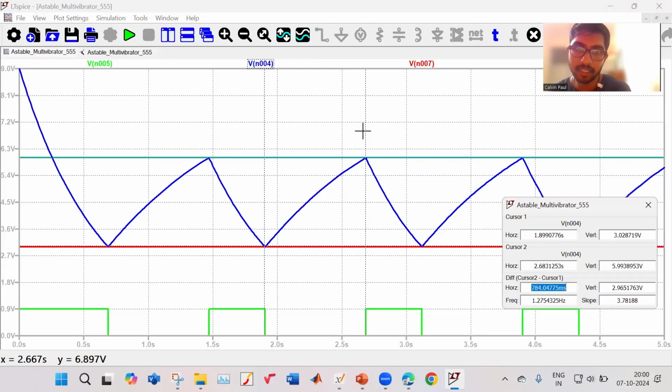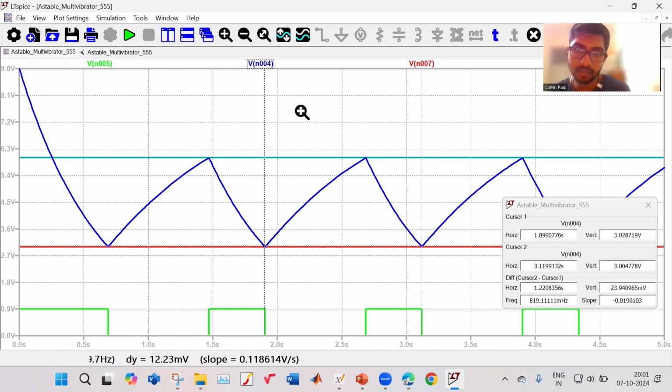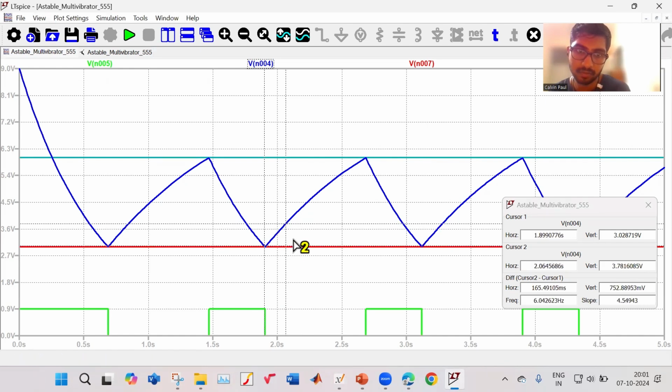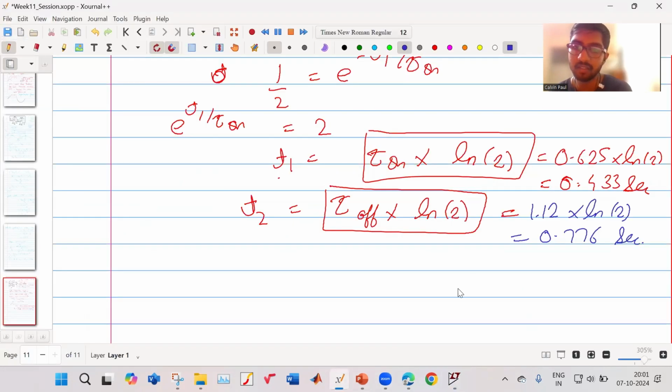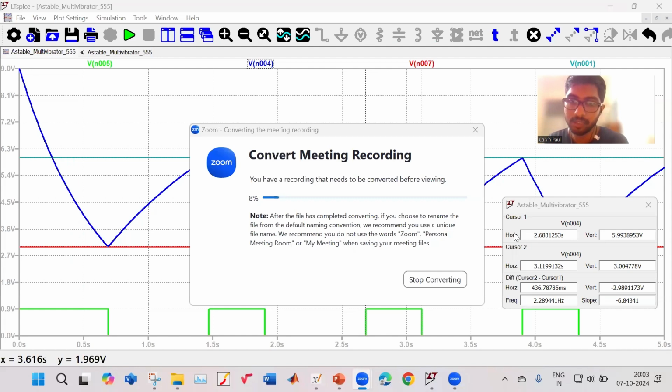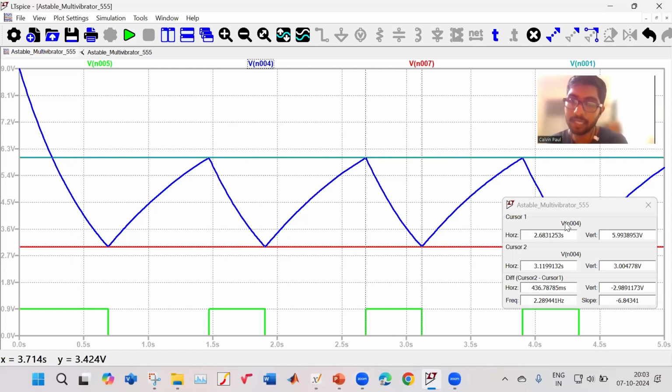Now, you will consider it is going, this is the final value, and this is the initial value. So from here to here, the time difference is 436.7875 milliseconds. So that is 0.436 seconds. But how much did we get? We got 0.433 seconds. So it is very close. So in this way, our simulation results are close to our calculations.